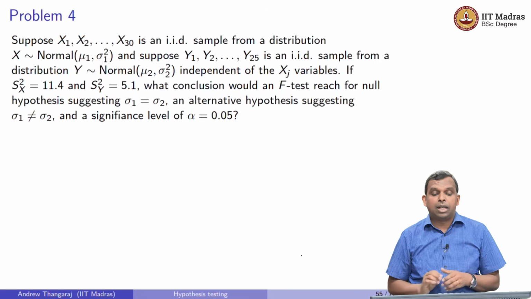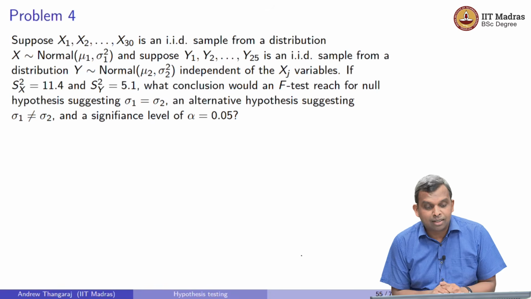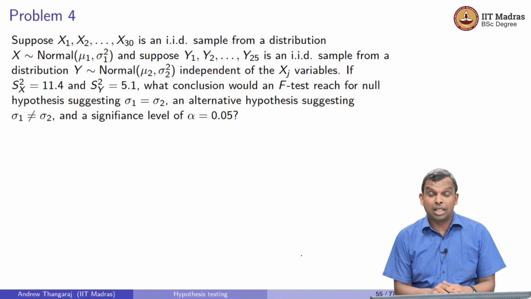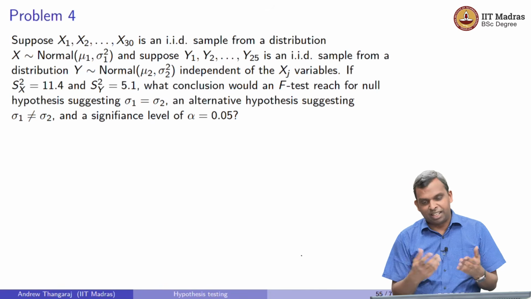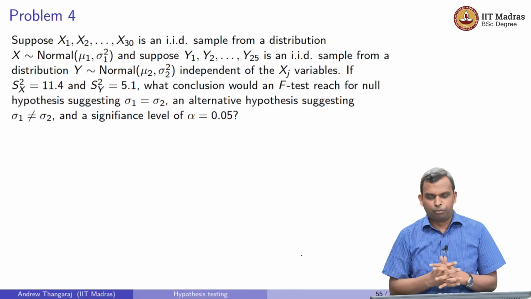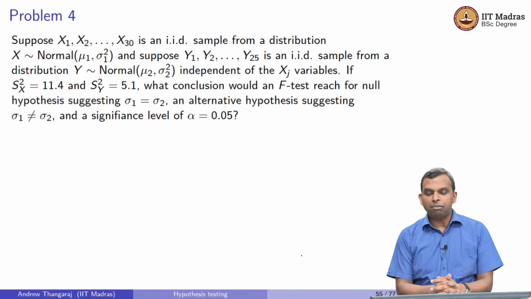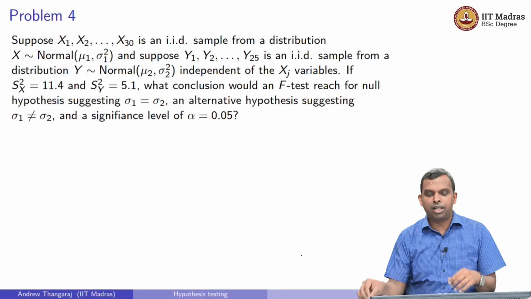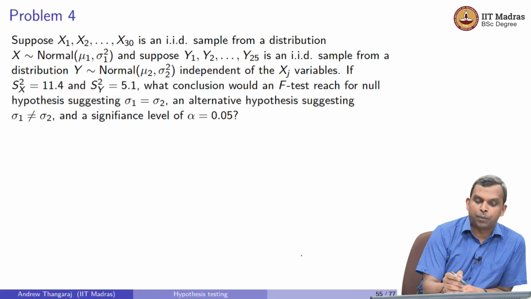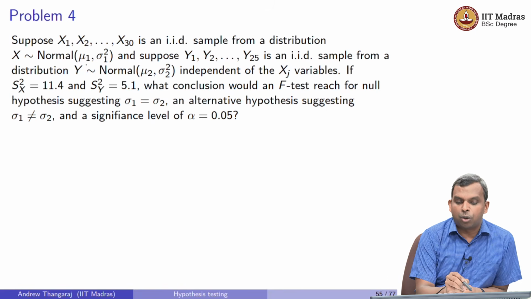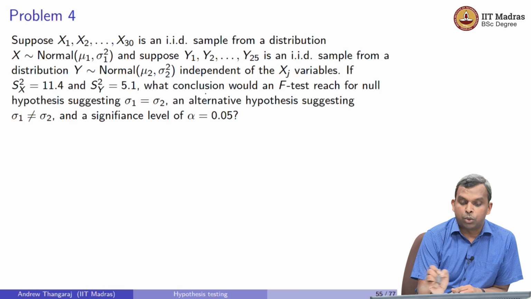The last two sample test we're going to do is the two sample F test, which is for the variance. Again, it's a very similar sort of conclusion, but one needs to be careful in applying it and writing it down carefully. So x1 to x30 is normal with mean mu1, sigma 1 squared, y1 to y25 is normal with mean mu2 and sigma 2 squared, and the observed sample variances are given here, sx squared, sy squared, and then what conclusion would an F test reach? Null hypothesis sigma 1 equals sigma 2.